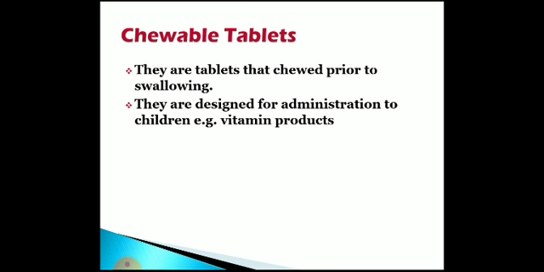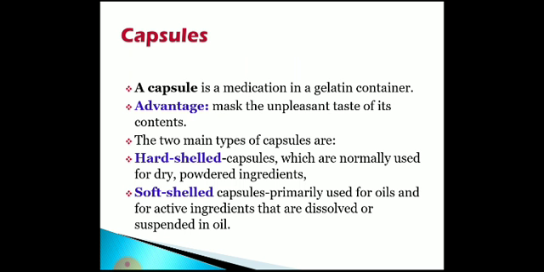The chewable tablets are chewed prior to swallowing. They are designed for administration to children. An example of chewable tablet is vitamin products. In case of oral dosage form, another aspect is the capsule. A capsule is a medication in a gelatin container. The capsule masks the unpleasant taste of its content. There are mainly two types of capsule, hard gelatin and soft gelatin.